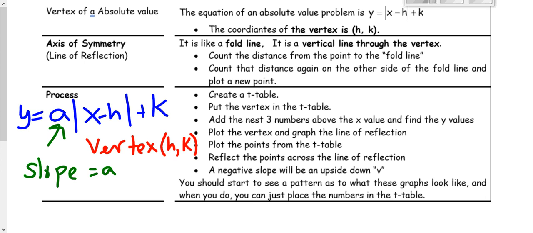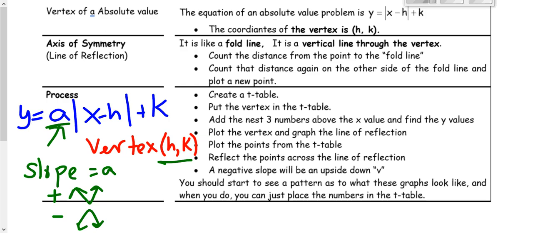Okay, and if that slope is positive, it's going to open up. We call that our orientation. Whether it opens up, or if the slope is negative, it's going to open down. Okay, so that's your orientation. So every time you see a graph, I want you to think about what is your vertex from your h and k, what is your slope, that comes from a, and then what's the orientation? Is this going to open up or is this going to open down?